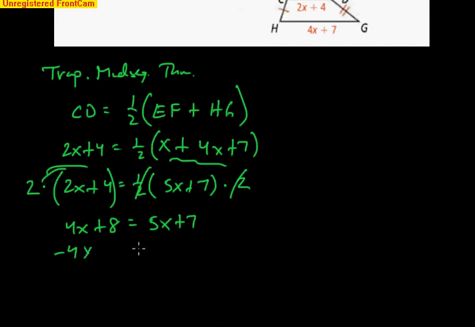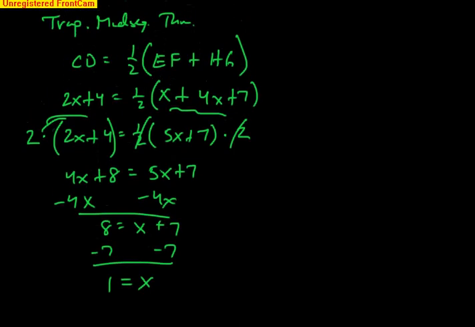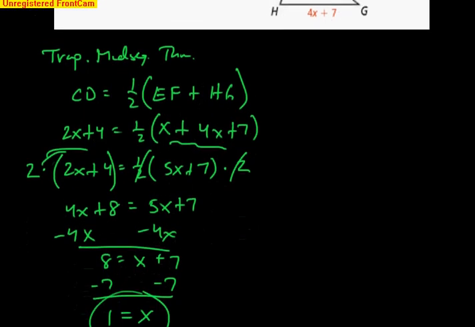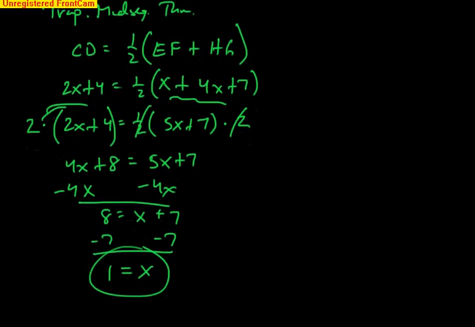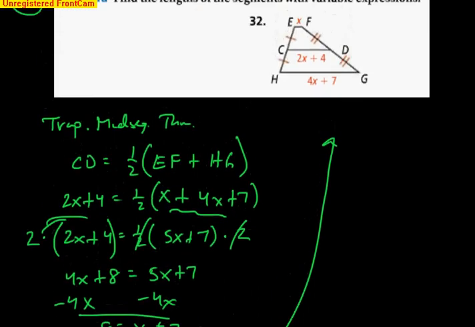Subtract 4x from both sides. 8 equals x plus 7. Sorry for bringing it down. Subtract 7. 1 equals x. And that is exactly, I believe, what I had to find, the value of x. Oh, no, it wants the lengths of the segments. So there's x. Okay? So let's go back up to our picture. That's the value of x.